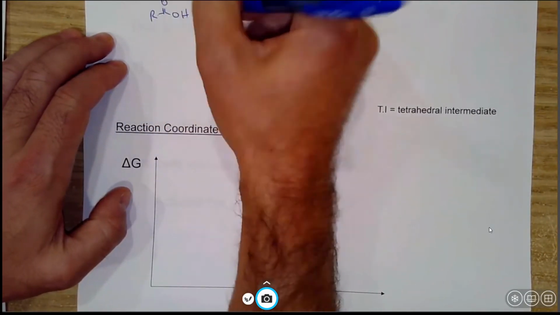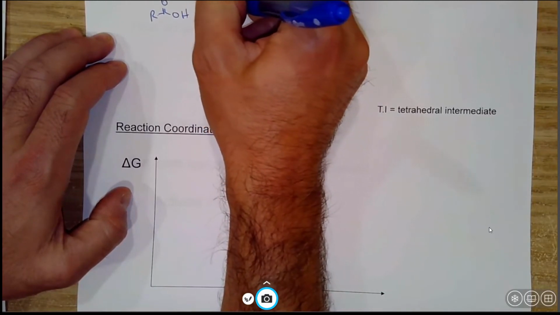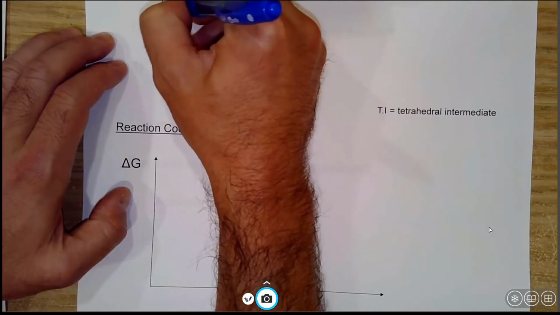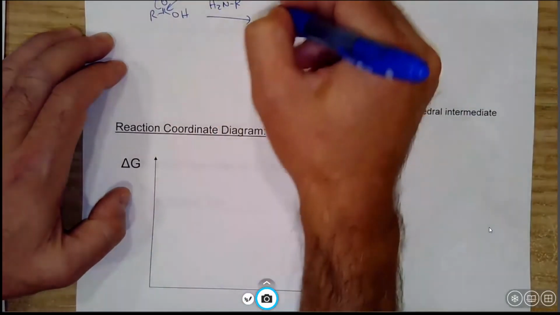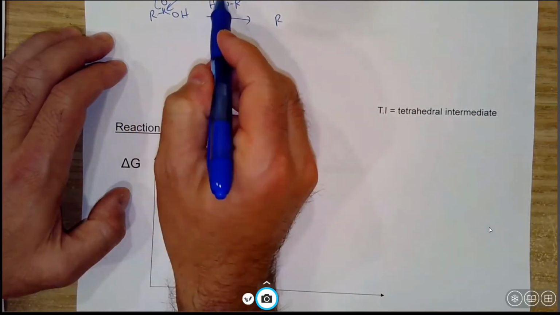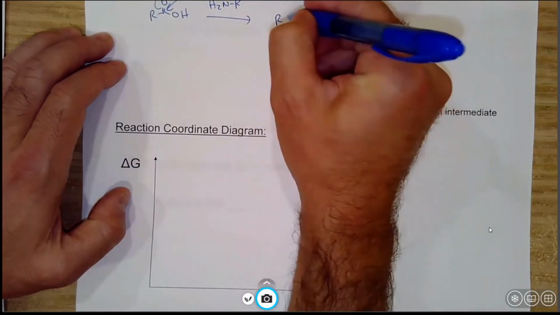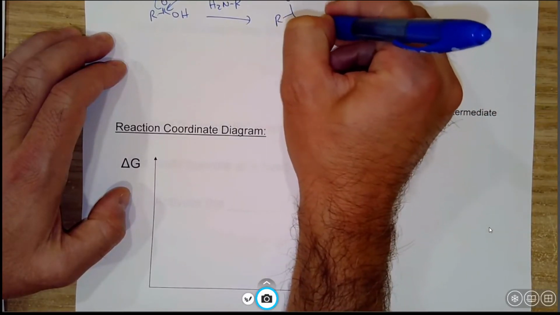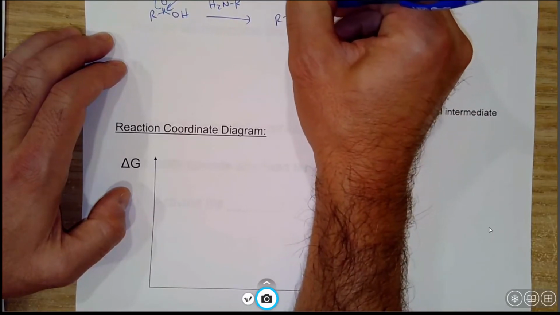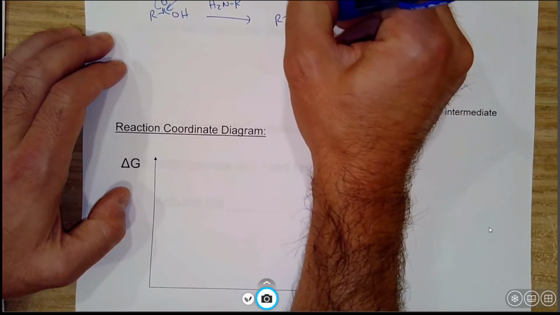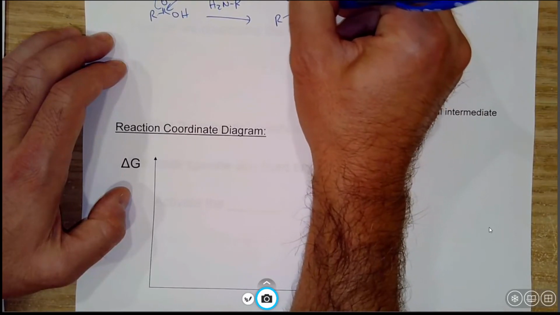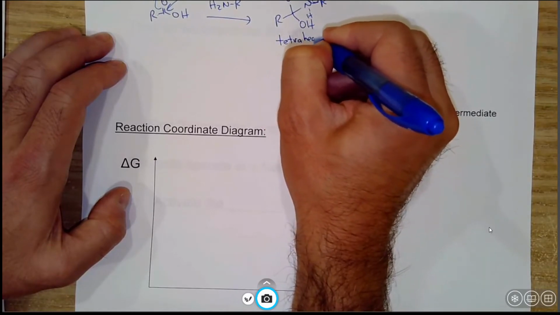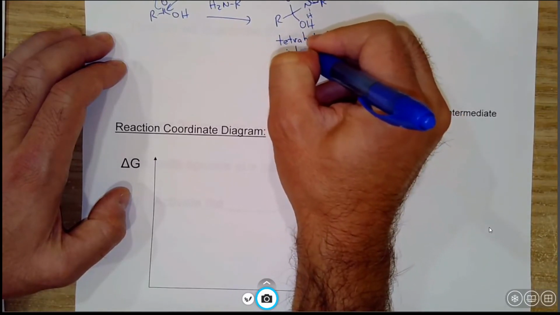So here is your carboxylic acid. Here is your amine. So this has to come and react at the carbonyl group. And we're going to attack the carbonyl group, break the pi bond, so electrons go up to the oxygen. Your nitrogen, because it has attacked, now has 4 bonds and is positively charged, and this is known as your tetrahedral intermediate.